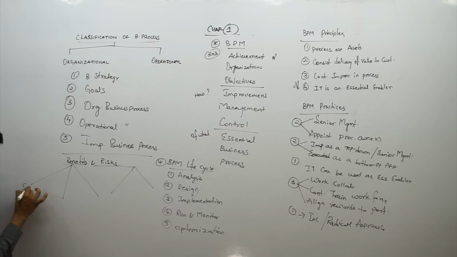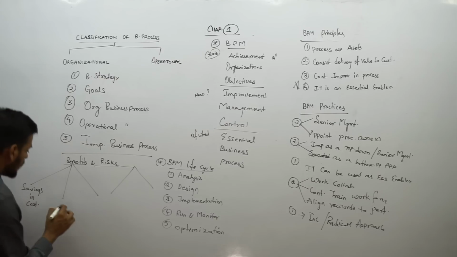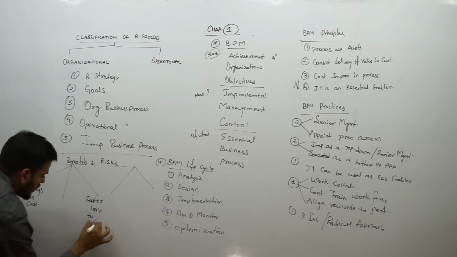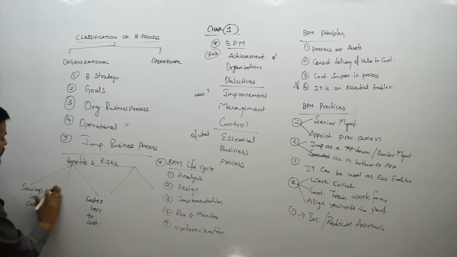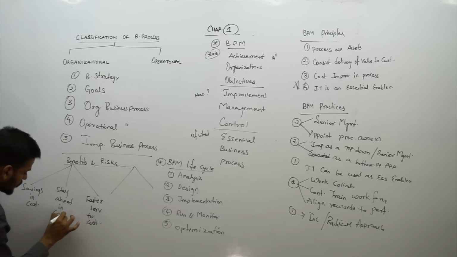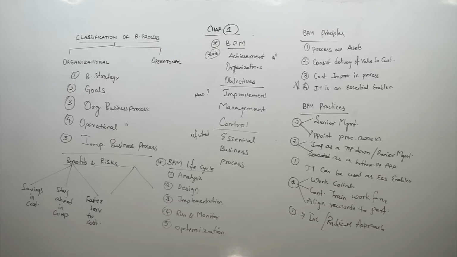The 3 benefits here are, of course, savings in cost. That's one of the reasons why we do BPA, to save cost. Then it is all about providing some kind of customer service, and since it is automated, it's much faster when compared to the others. So you have faster service to customers. And another key point you need to remember is, by doing this, you will stay ahead in competition. So these are the 3 benefits, guys: savings in cost, staying ahead in competition, and of course faster service to customers.